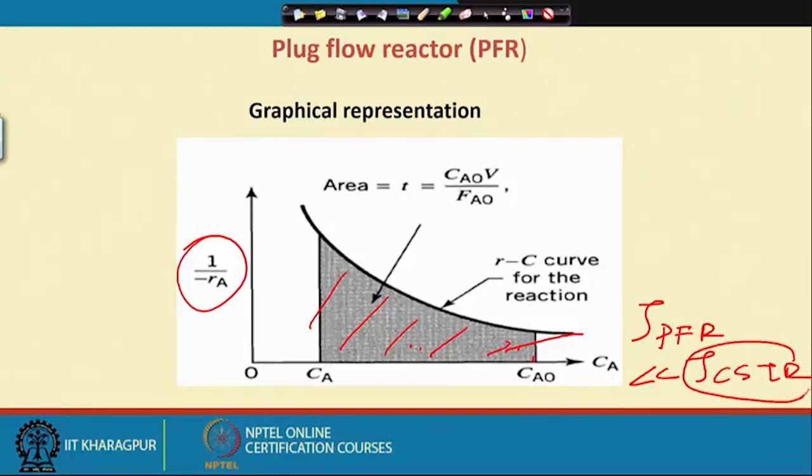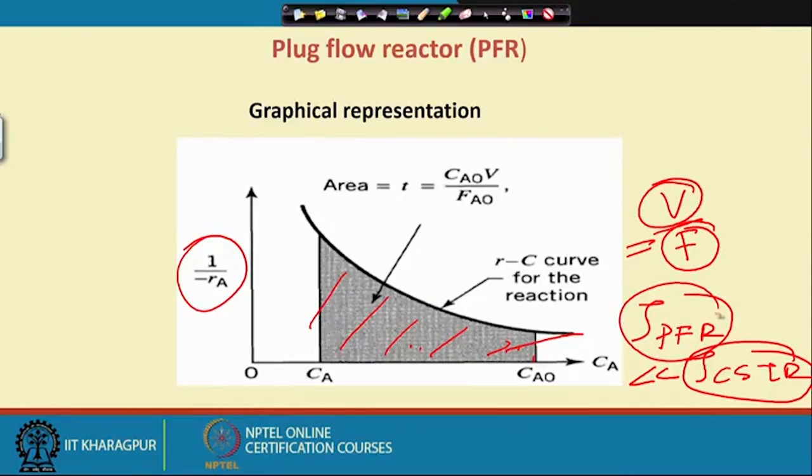So naturally, if the tau is less, then this is equal to what? V by F. The F is more or less constant in a particular continuous system. So if you want to produce a definite amount of product, the volume of the reactor is directly proportional to the space time. As it decreases, your volume of the reactor will be less.